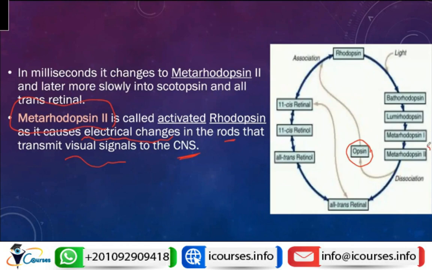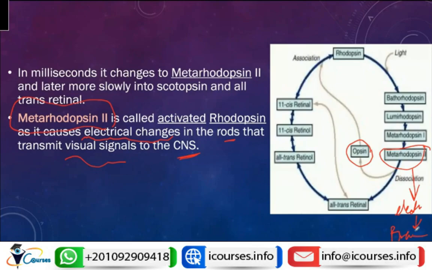So this is the molecule which will be responsible for formation of another sequence of events we will talk about now, that will be responsible for electrical impulses that will reach the brain.